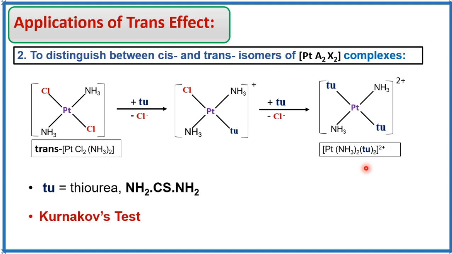Therefore, these cis and trans isomers of these types of complexes can be distinguished by the trans effect, and the distinguishing between the cis and trans isomers of these platinum complexes using thiourea is called Kurnakoff's test. In this Kurnakoff's test, we can distinguish between the cis and trans isomers, where we can explain the formation of different products with the help of trans effect.